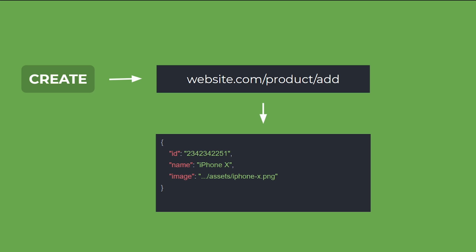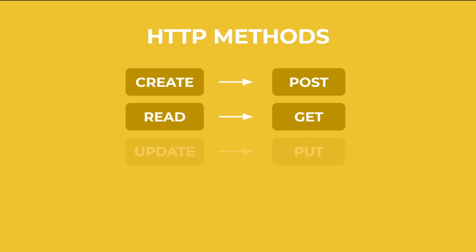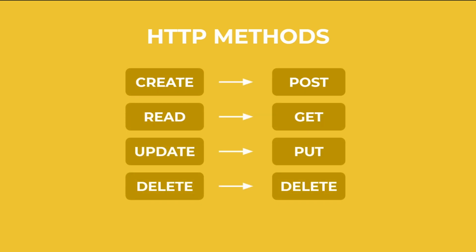This will send a request to a server to a specific path. This will also send product details in the body of the request such as name and description, etc. This path where you send a request is called a REST API endpoint. REST API has different methods which are used for different types of operations such as POST for create operation, GET for read operation, PUT for update operation, DELETE for delete operation.